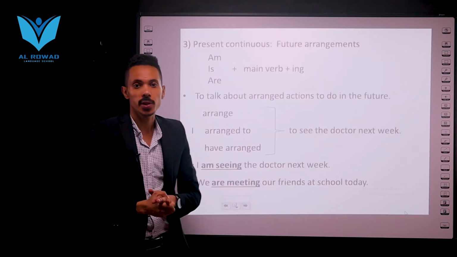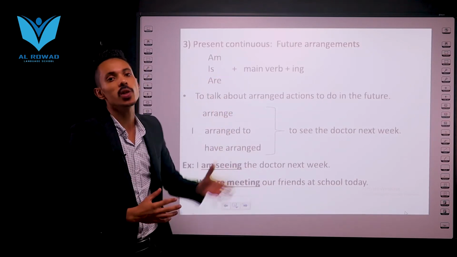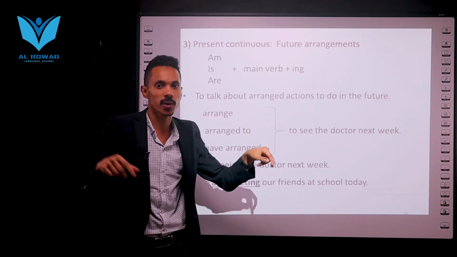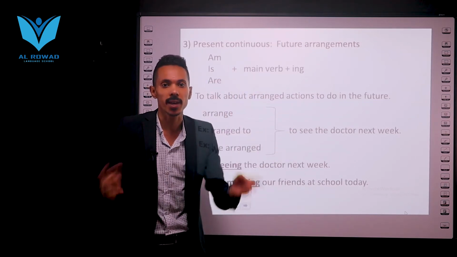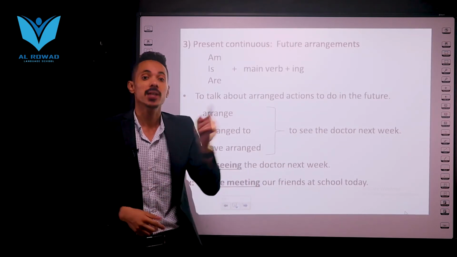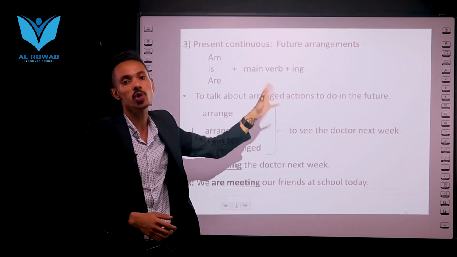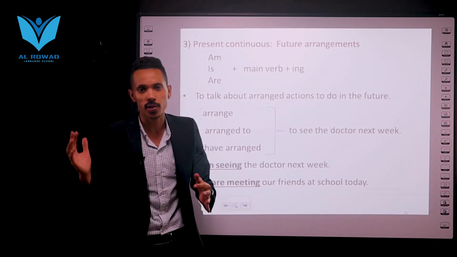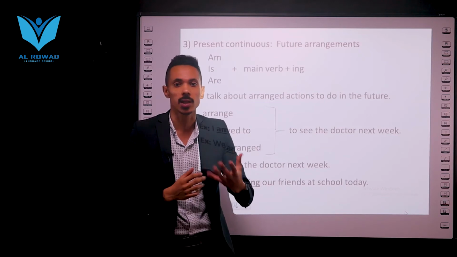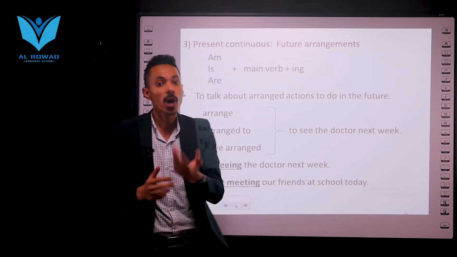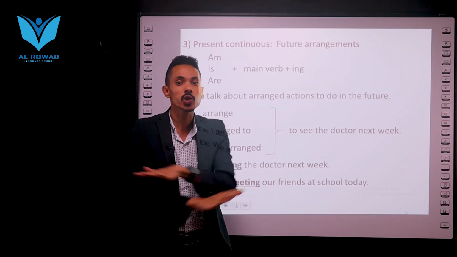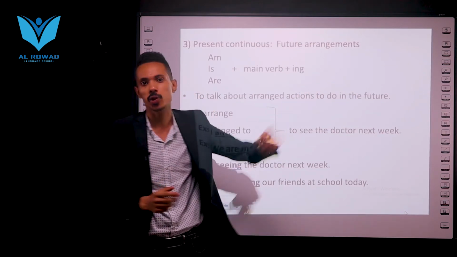The third way to talk about the future is called the present continuous. You told me, Mister, that I use the present continuous to talk about an action that is happening now, or at this time, at this period. I tell you, it's not only to talk about now, but also to talk about future arrangements. If you arrange to do something in the future, if you prepare yourself, you packed your bag, you have bought the tickets, you have made an appointment with the doctor, they are called arrangements, preparing to do an action in the future.